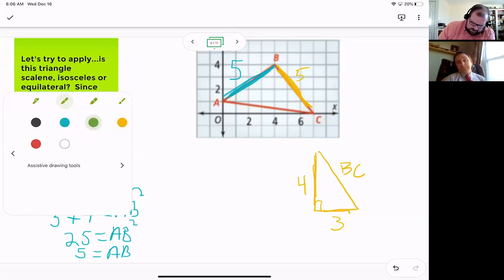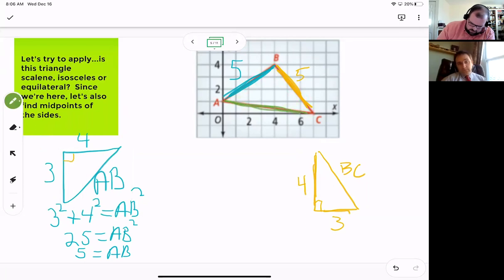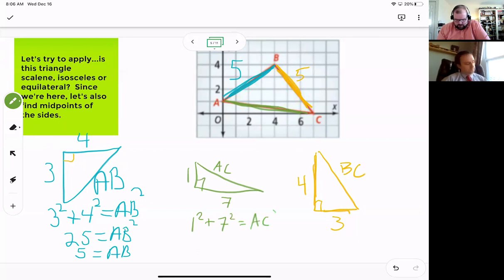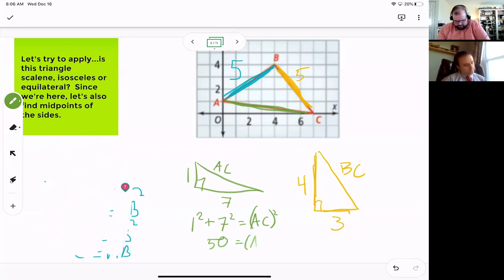And then we're left with AC. Which is 7? Yes. And 1. And I don't know that this doesn't add up to the same thing, so let's check what that is. So that would be 1 squared plus 7 squared is equal to AC squared. That's going to be 50. So the square root of 50, which is not the same as 5. So we're going to go with isosceles.